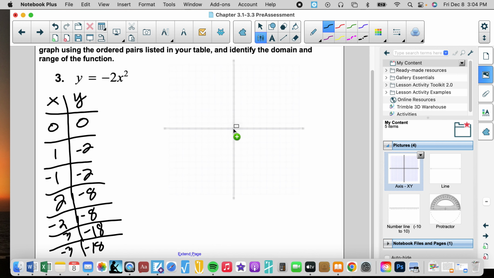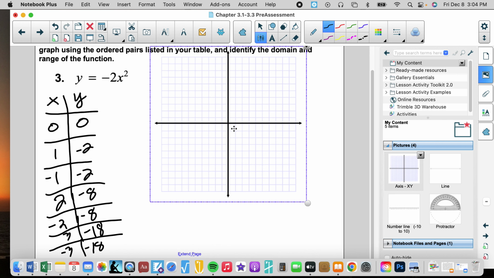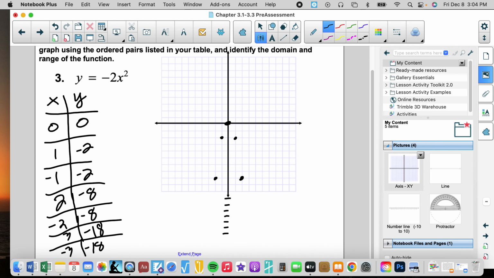I'm going to put negative, we're going upside down. Okay, so 0, 0 is a point. 0, 0, 1, -2, -1, -2. 2, -8, -2, -8. 3, -18, and -3, -18. This time, it goes like this.